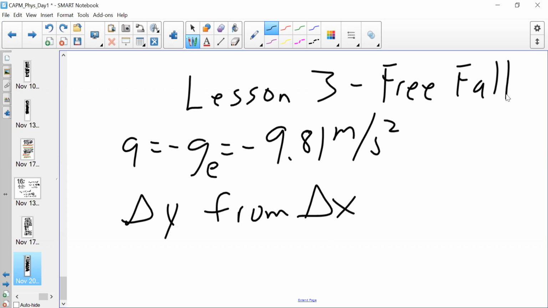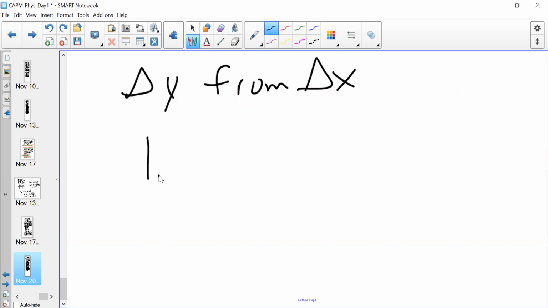So an object in free fall is moving under the acceleration due to gravity, negative 9.81 meters per second squared. We're in the y-axis now. All those equations transform from x to y. Question 1. A construction worker accidentally drops a brick from a high scaffold. Don't be underneath it. What is the velocity of the brick after 4 seconds?